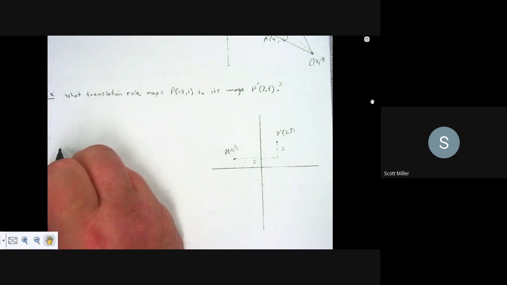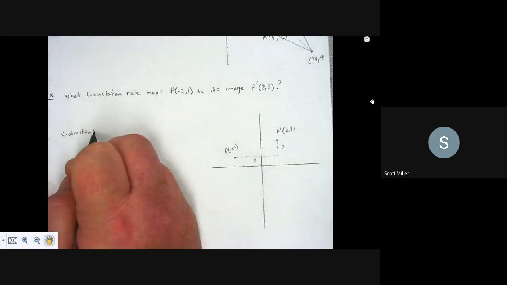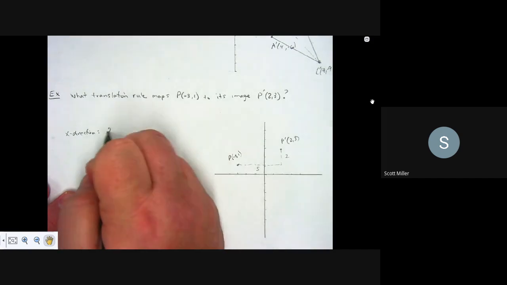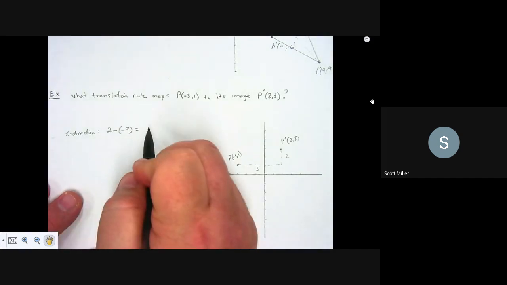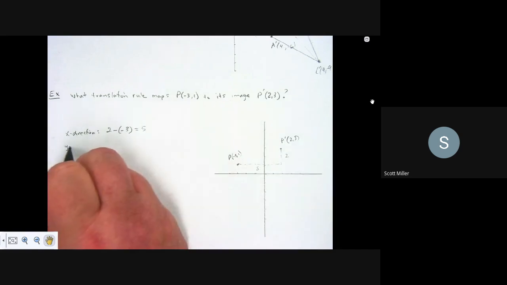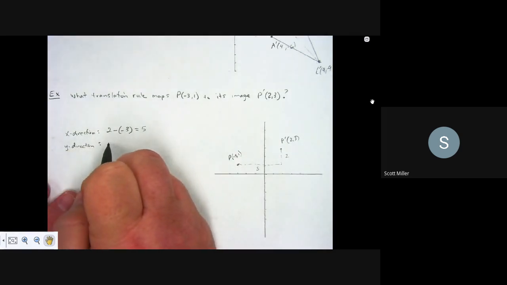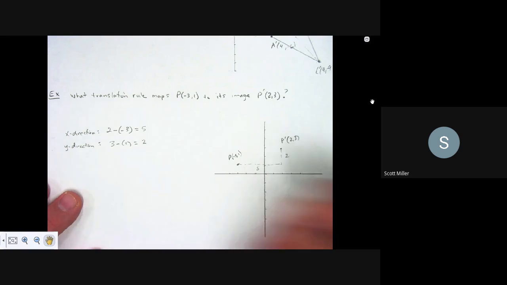So mathematically, for the x direction, take the 2 minus the -3, so 2 minus a -3. This is how you find the distance between points. Okay, and in the y direction, take the ending value, which is 3, subtract the starting value, which is 1, and you get 2. That's how I got the 2 and the 5.